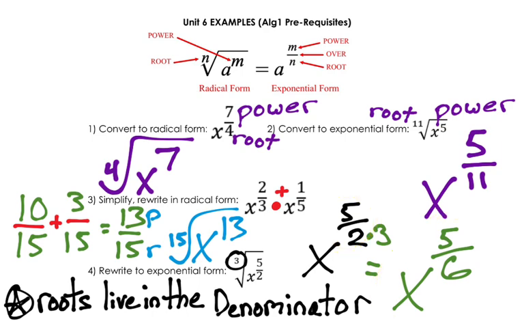So just take the root, because it always goes in the denominator, and multiply the denominator you already had, which was the number 2, by 3. And 2 times 3 is what gives you 6. Let's go ahead and look at a few more of these on the next slide.